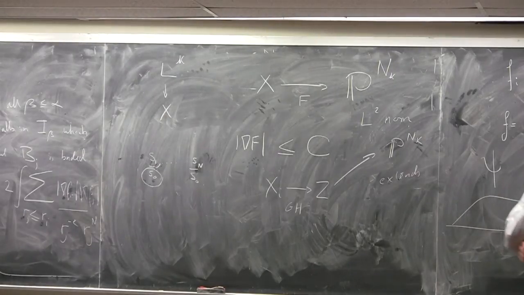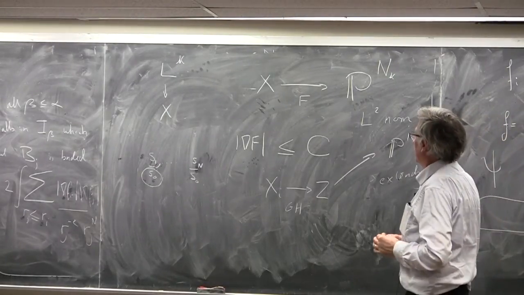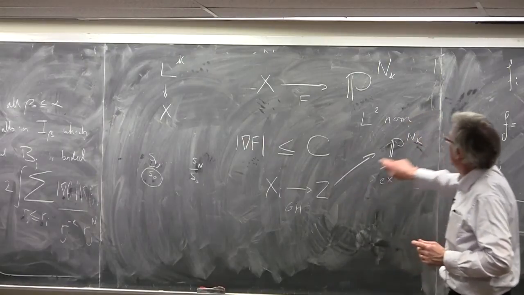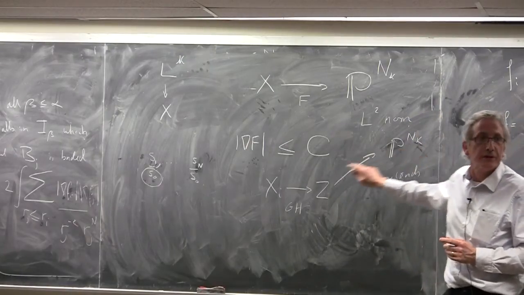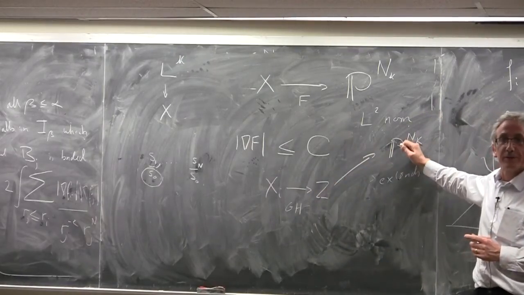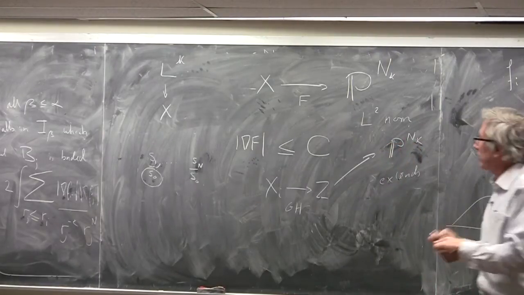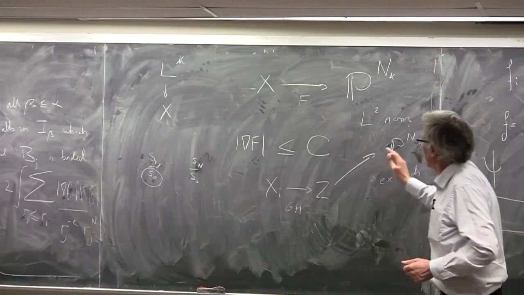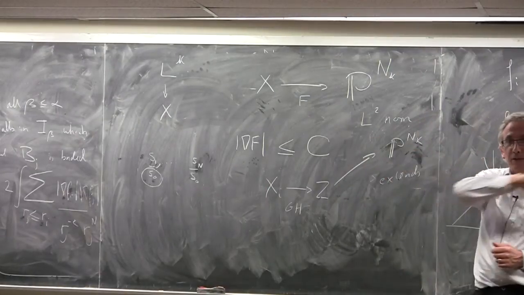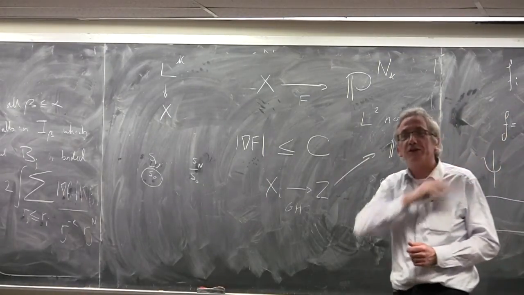So what you see first is that you get a map from the Gromov-Hausdorff limit into projective space, whose image is an algebraic variety of some kind. And then you need to do a bit more work to show that actually you can arrange this as a homeomorphism and all the other more refined statements that we made.